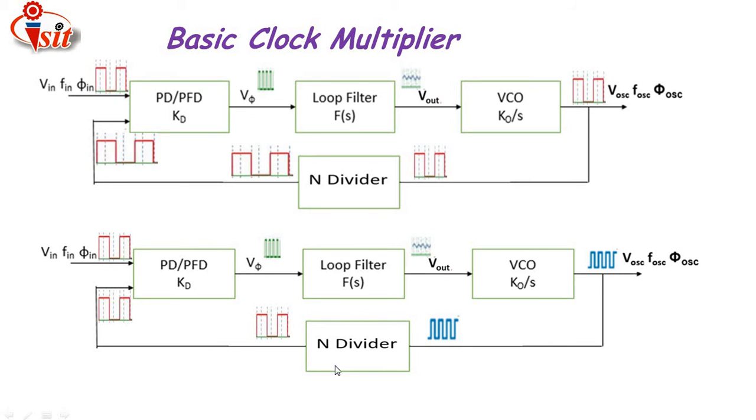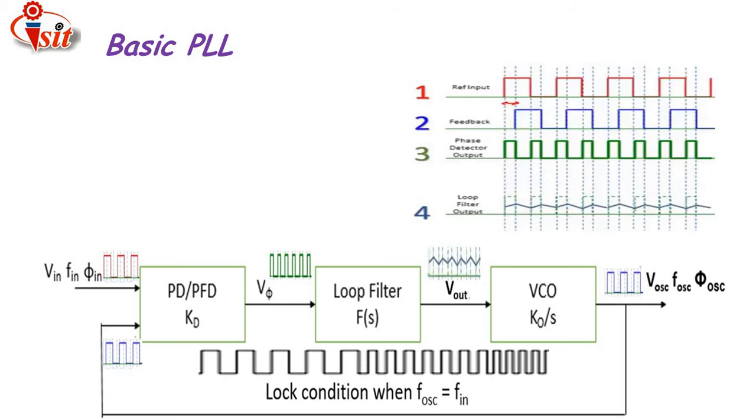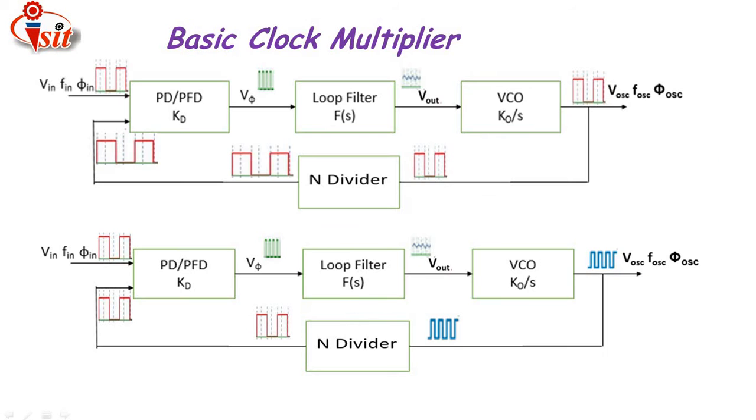One more block we are using over here, in addition to the basic PLL, is an N divider circuit. That N divider circuit plays an important role, apart from our basic PLL circuit. Just see over here: the N divider is not present in our basic PLL circuit, but for the basic clock multiplier circuit, the N divider circuit is present. That N divider circuit works with the multiplying factor present over here, to multiply and divide the signal.